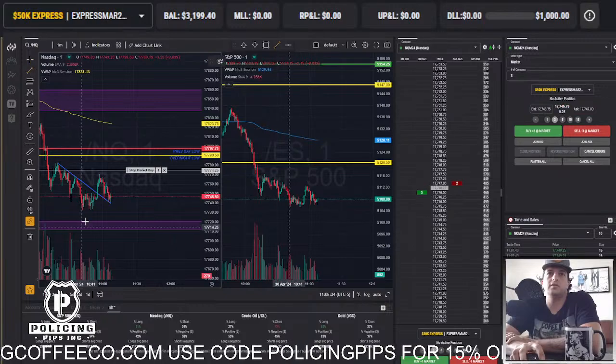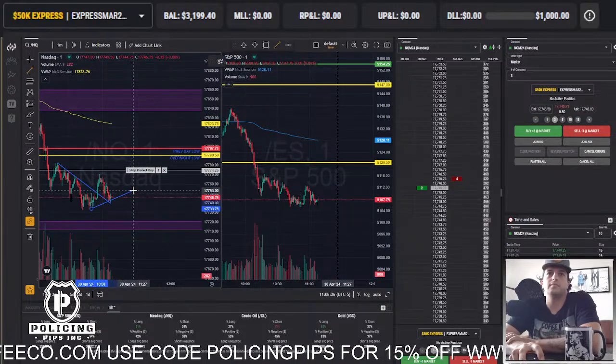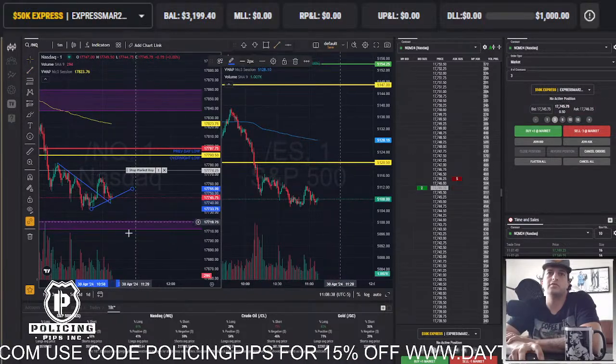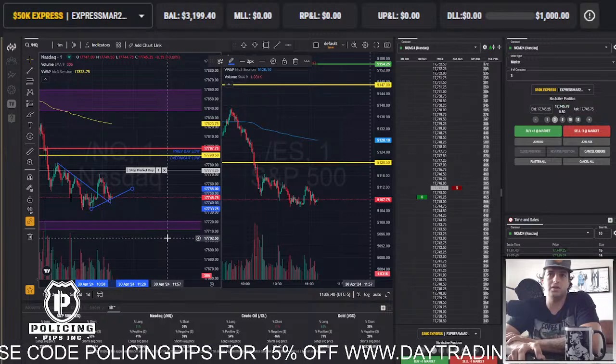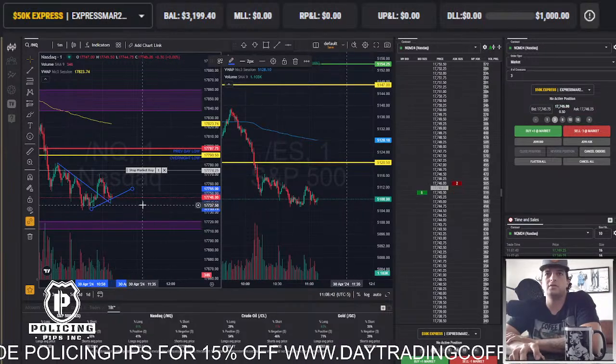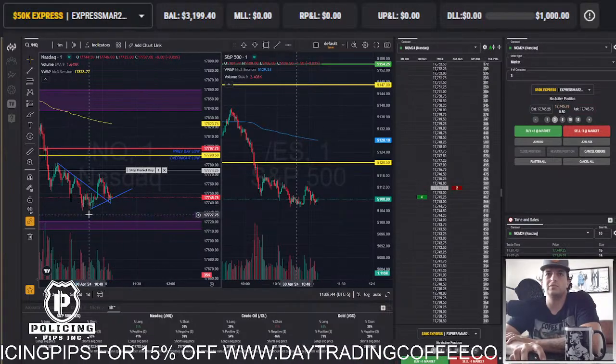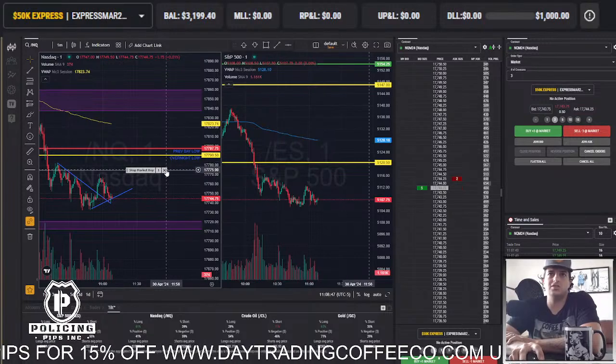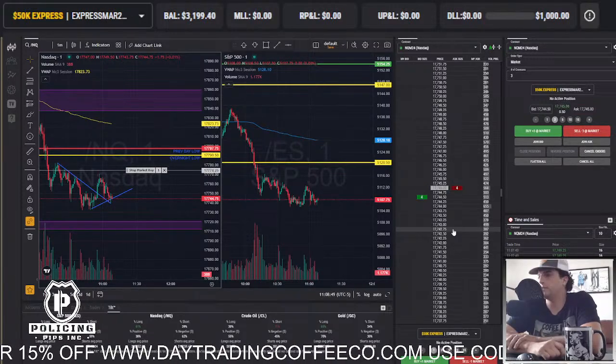You also have this area here for a breakdown down into 770, 720, down into 700. If that's what's going to happen, then we're just going to exit this and walk away.